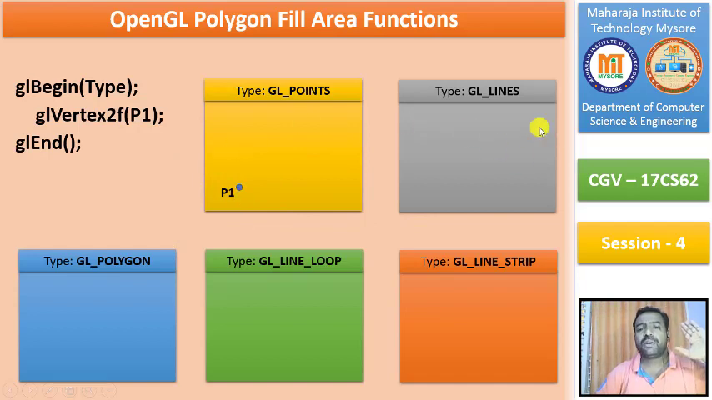Fine. But look at this: if there is one point, nothing is going to be drawn with respect to GL lines. Nothing will be drawn if the type is line strip, nothing will be drawn with the line loop, and again nothing will be drawn with the polygon. So now we will see with 2 points.